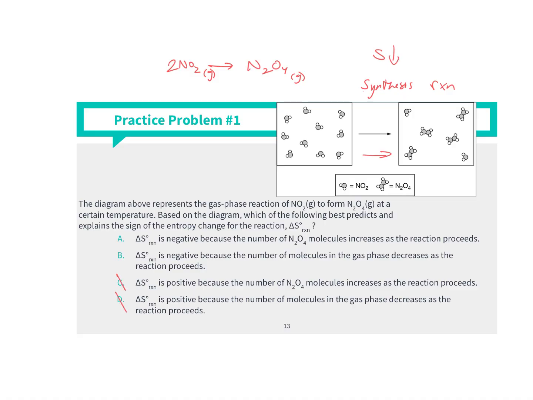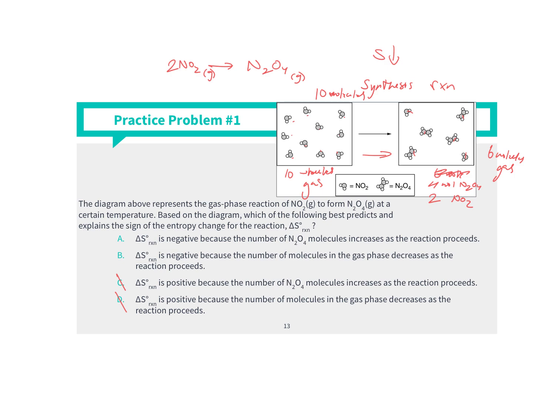And so from there, we can immediately say C and D can't be possible because we know entropy is going down. If we look here, we have 1, 2, 3, 4, 5, 6, 7, 8, 9, 10 molecules of NO2. And here we have 4 molecules of N2O4 and 2 of NO2, right? And so here we have 10 molecules of gas, and on our right, we have 6 total molecules of gas. So on our right, we have fewer molecules of gas.